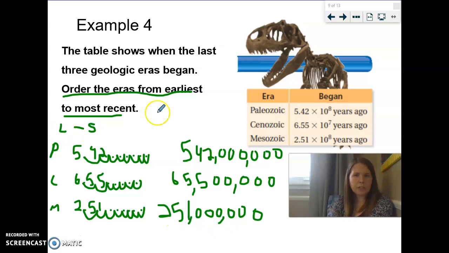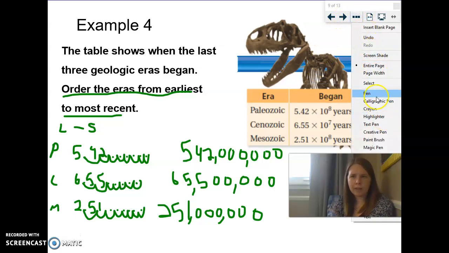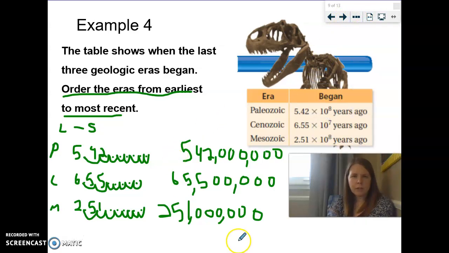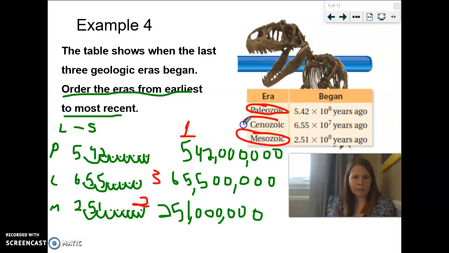So like I said, I want the largest to the smallest number. I'm not going to rewrite them out, but you can if you would like to. So my 2 larger numbers are this Paleozoic and this Mesozoic. Paleozoic looks to be the largest, so this is going to be my first digit. And then I want the next one, which is going to be this one because it's got 6 zeros. This one's only got 5 zeros. So this is going to be my part 2. And then this will be my part 3. So in order, I would put Paleozoic first. Then you're going to put Mesozoic. And last you're going to be Cenozoic.